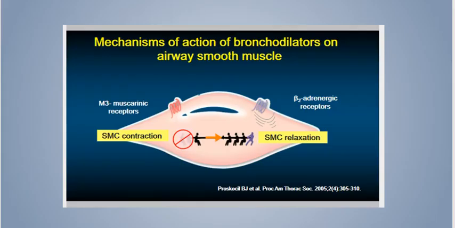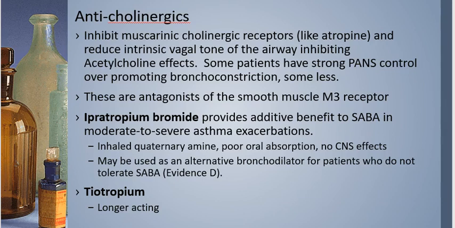And then the other group of drugs are your anticholinergics, or your antimuscarinics. And so these drugs inhibit the muscarinic cholinergic receptors that typically can bind to atropine, and they're going to reduce the vagal tone within the airway. And so remember, there's opposing effects of norepinephrine and acetylcholine, and so these are going to inhibit the acetylcholinergic type of effects. Okay, some of these patients have a really strong or really prolific acetylcholinergic response, and some have less, and so that's why these drugs can be pretty helpful.